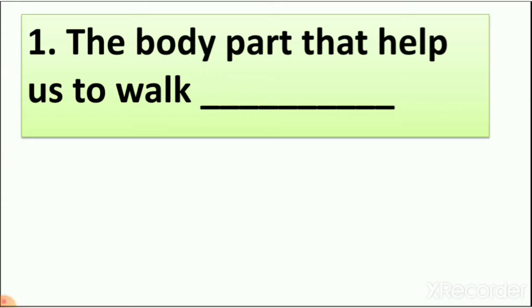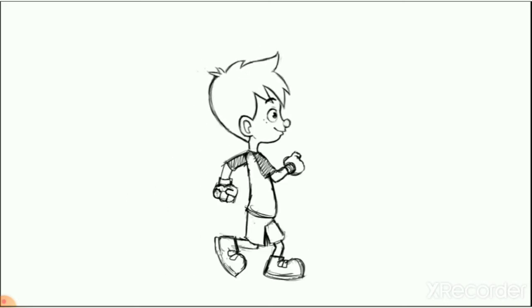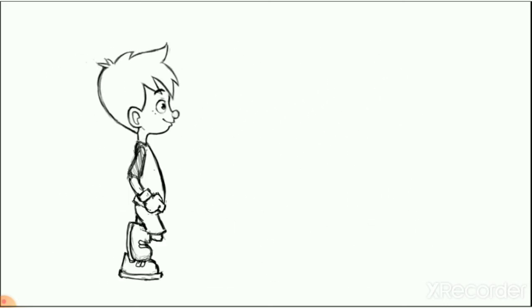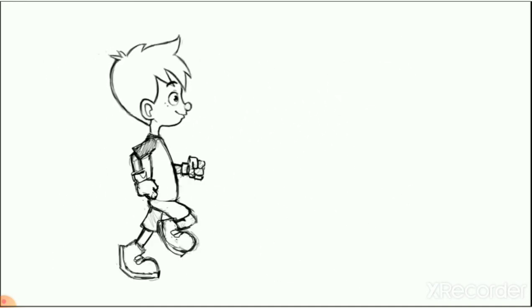The body part that helps us to walk. When we learn about different parts of the body, we learn about hands, legs, eyes, nose and many other body parts. So from these, which body part helps us to walk? Here you can see one boy walking from one place to another place. Now you tell me which body part this boy is using for walking.